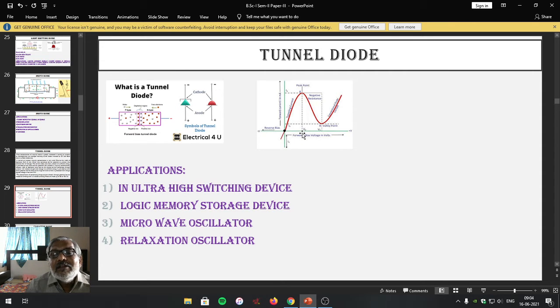After that, even though voltage is increased along the x axis, current through the PN junction diode decreases. This is the speciality of the tunnel diode. After the peak point, even though voltage is increased, current starts decreasing. This is against Ohm's law.